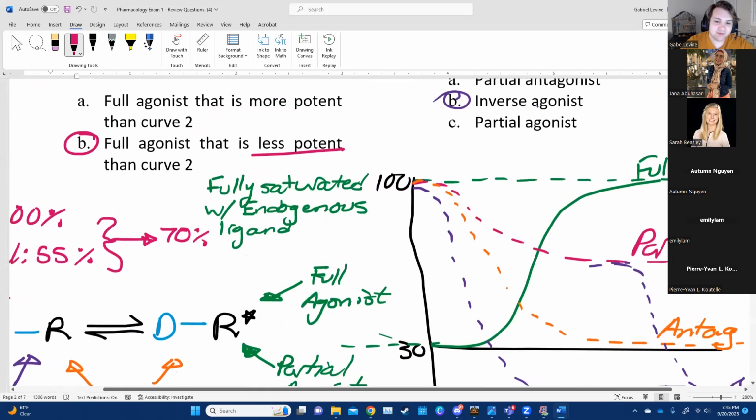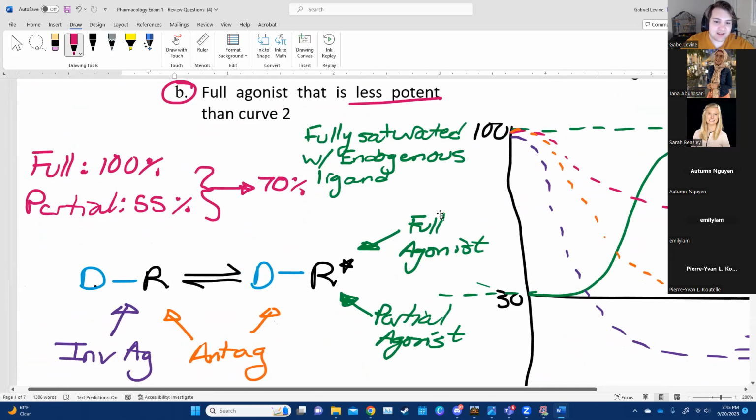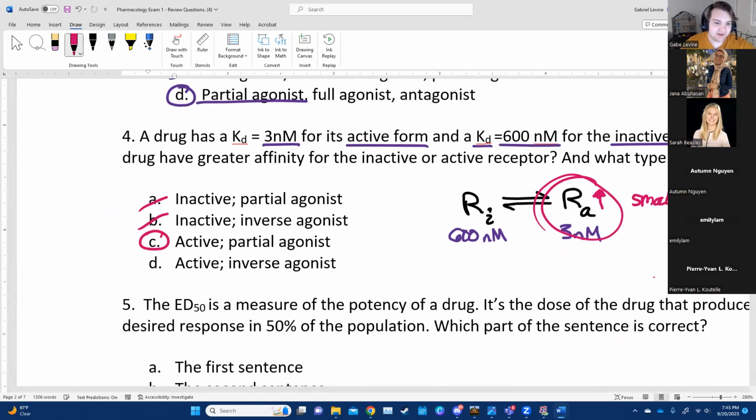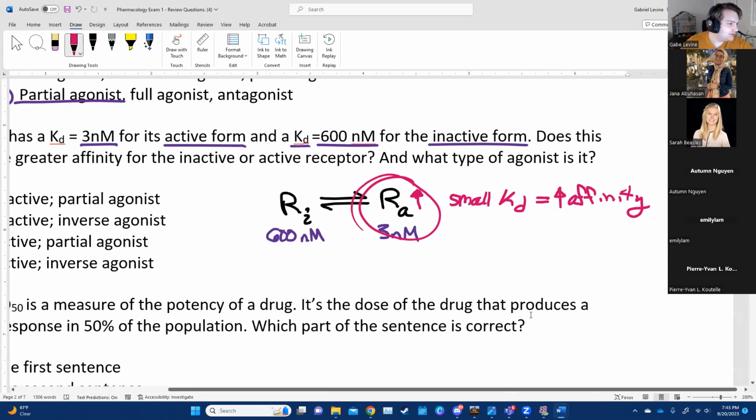And based on what we talked about above, if you are influencing the active form, you are an agonist, whether it's full or partial. If you're influencing and have a higher affinity for the inactive form, you are an inverse agonist. So the answer here should be C. Now, how do you tell the difference between full and partial?